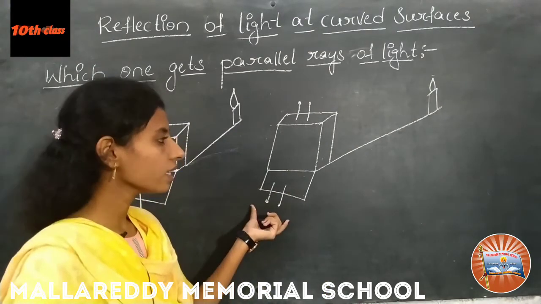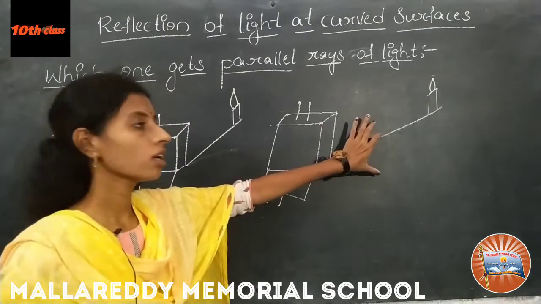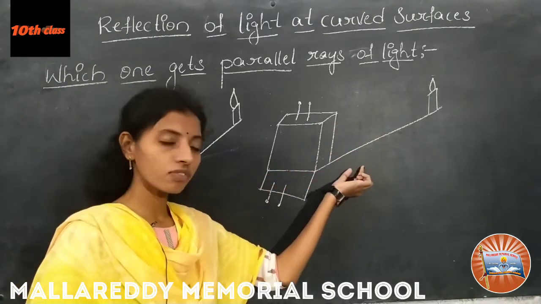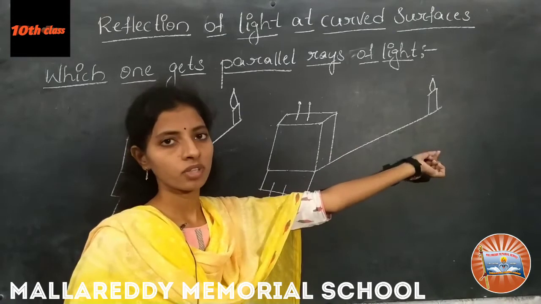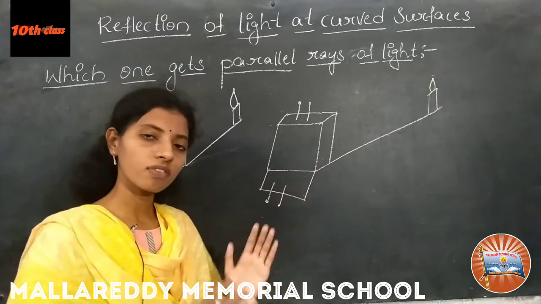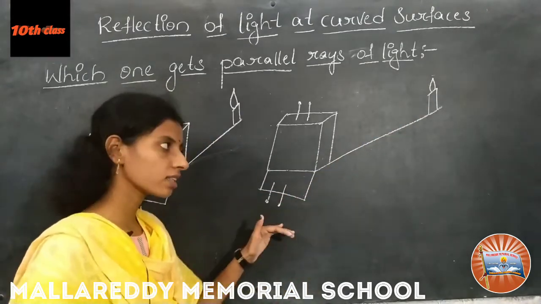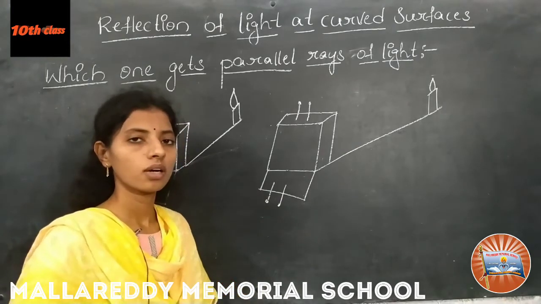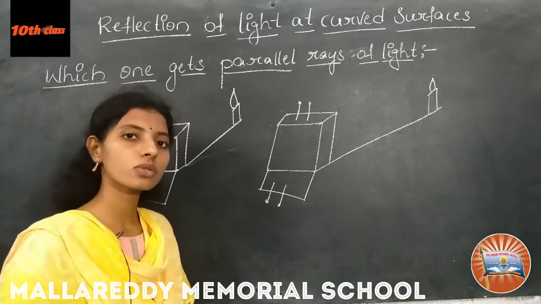Right? And one more thing, we have to take sufficient intensity. There must be sufficient intensity to get the parallel shadow. Right? This is a way to get it.